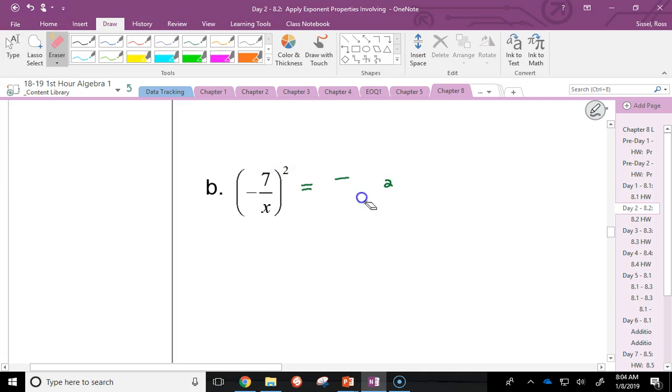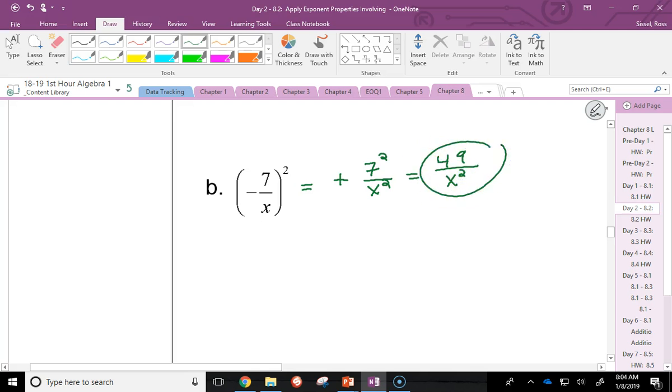Here's how I would write it to start off with. Because this is a negative, I could have said negative 7 squared over x squared. And remember, when we have an even exponent, that is going to make this a positive number. Then I would have broken it down to 49 all over x squared.